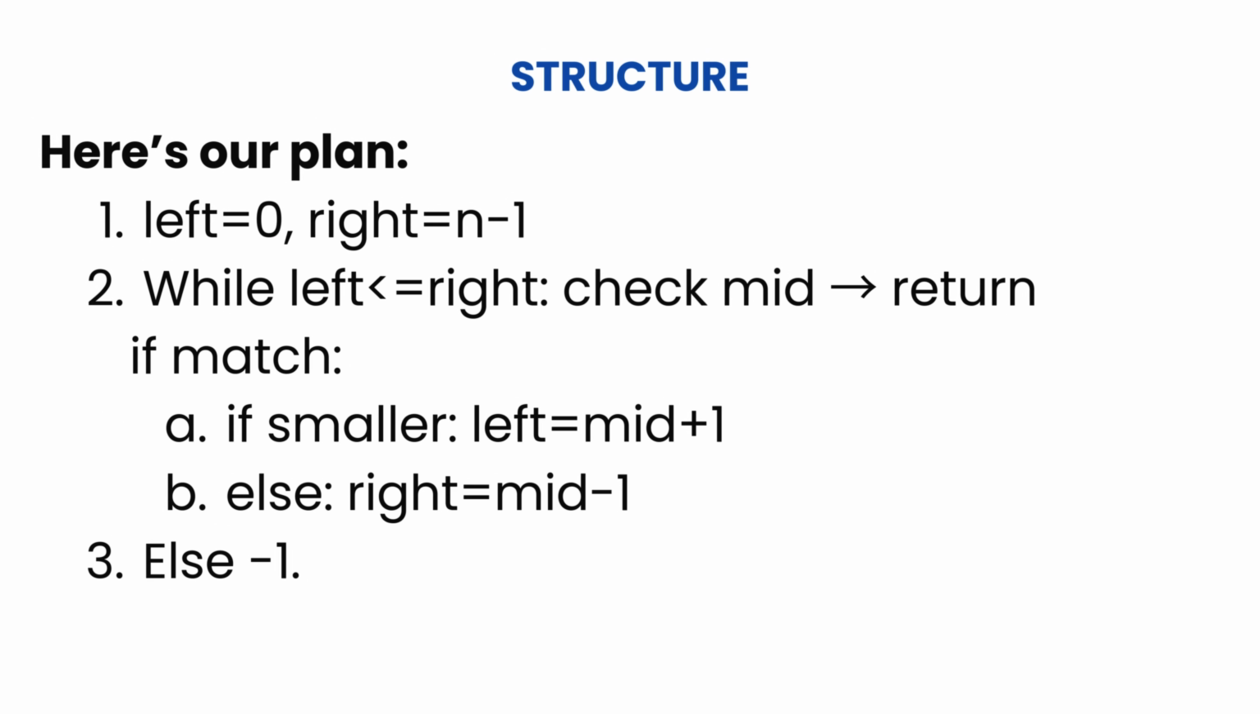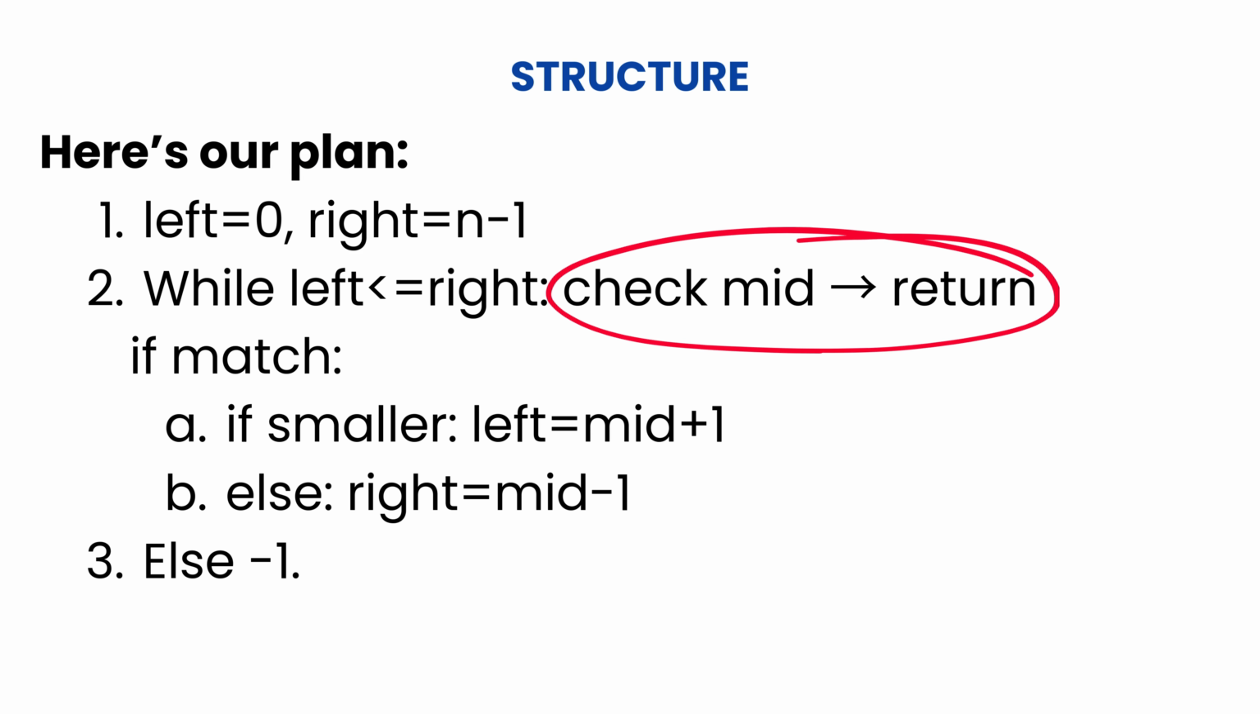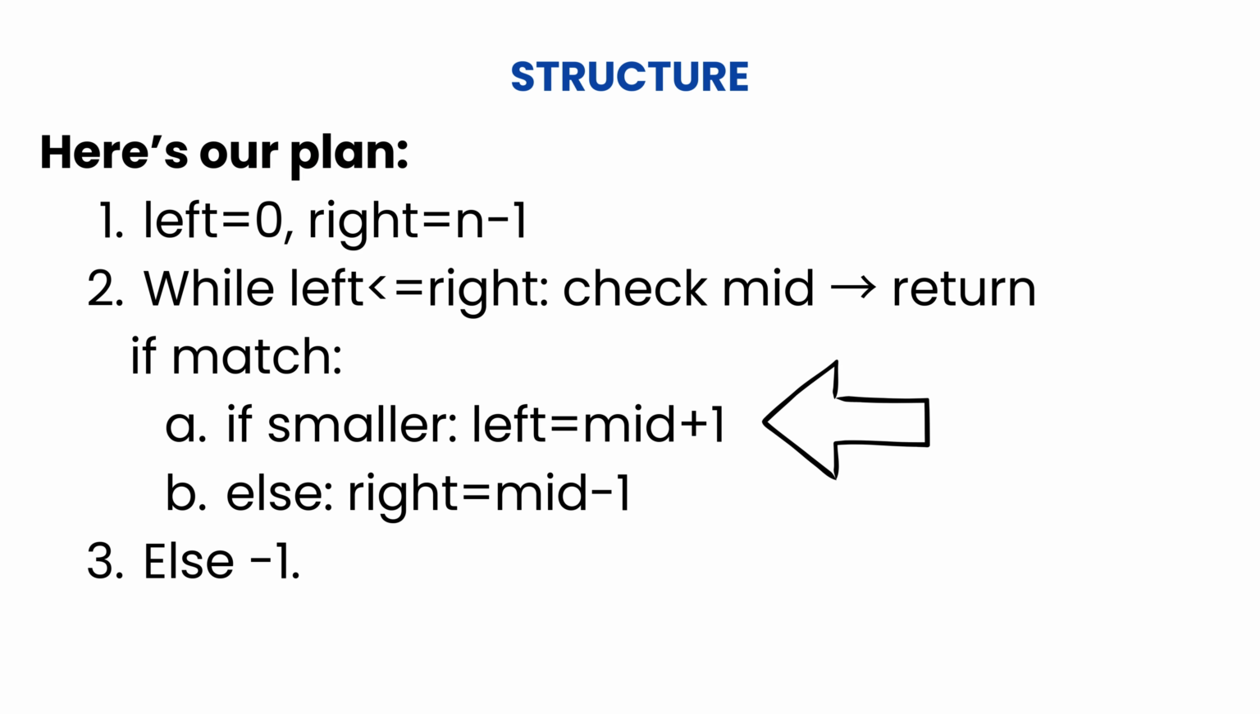Plan: initialize left equals 0, right equals len(nums) - 1. While left <= right, compute mid. If nums[mid] equals target, return mid. If it's smaller, discard the left half by doing left equals mid + 1, otherwise discard the right half via right equals mid - 1. If we exit the loop, return -1.